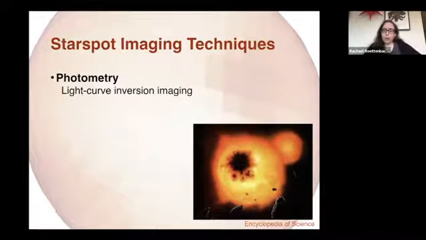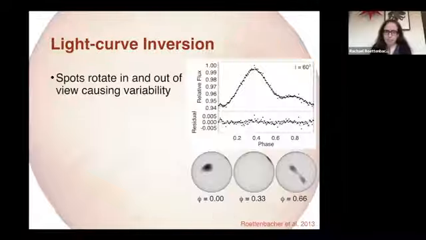So I'm going to go through a couple of the different techniques that I use. The first one is with photometry. It's light curve inversion imaging. The idea here is that you have a light curve, and you can reconstruct the surface of the star that would create that. You can see on the right an example of a light curve, and below that are the surfaces from 3 different phases. You can see that when the light curve is at its brightest, the surface is almost entirely featureless.